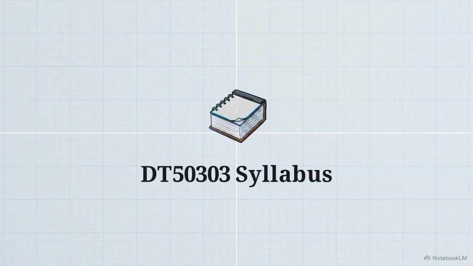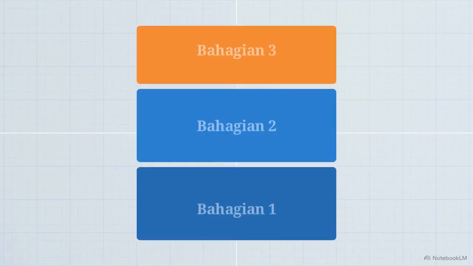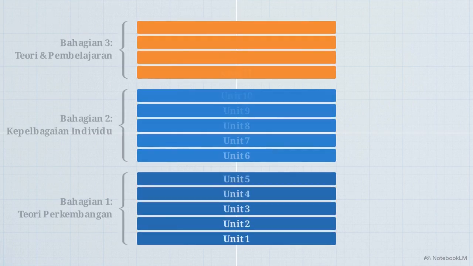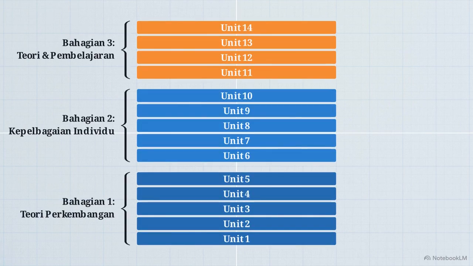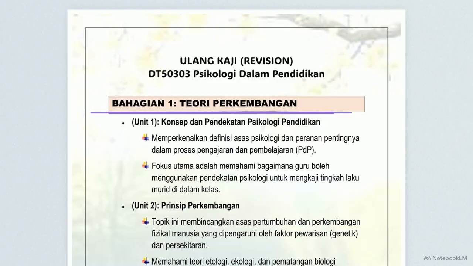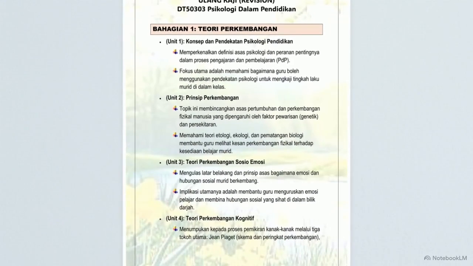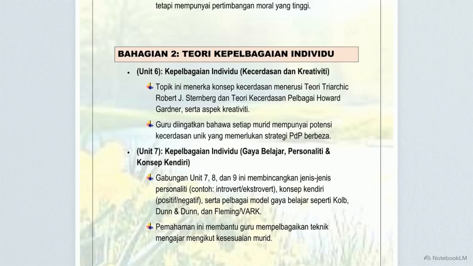The DT 50-30-30 syllabus is structured exactly like one of these schematics. Its 14 units are divided into 3 distinct sections, which represent 3 sequential phases of classroom construction. Looking at the first section, Bahagian 1, Teori Perkembangan, we find the foundational phase. These first 4 units map out the universal laws of human maturation and cognitive development. This is the bedrock. Once the bedrock is laid, we move to Bahagian 2.